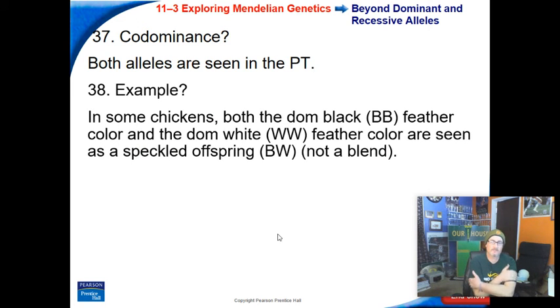Example, in some chickens, both the dominant black feather color, which is big B, and the dominant white, big W, are seen as speckled. So obviously if you get big B, it's going to be black. If you get big W, it's going to be white. But if you get the heterozygote, you're going to see a speckled pattern, both of the dominant traits together. That's what co means. Company, a bunch of people working together for a common goal or a common purpose or a common product.